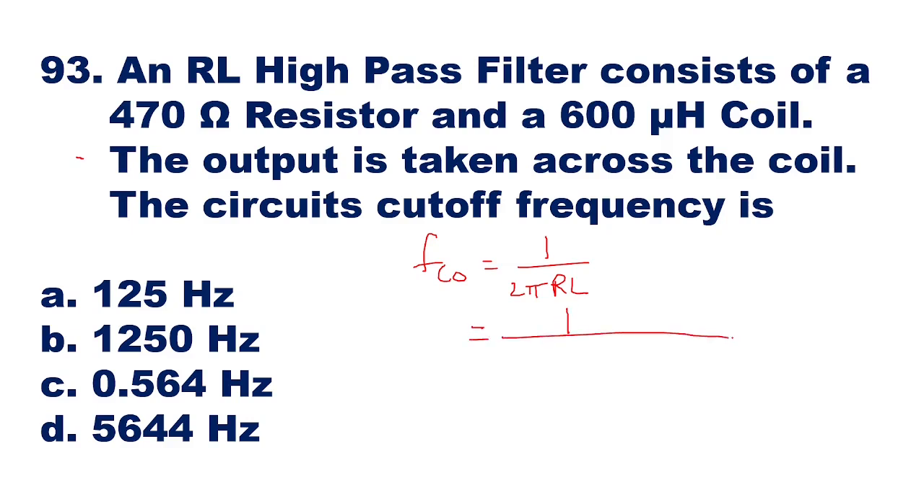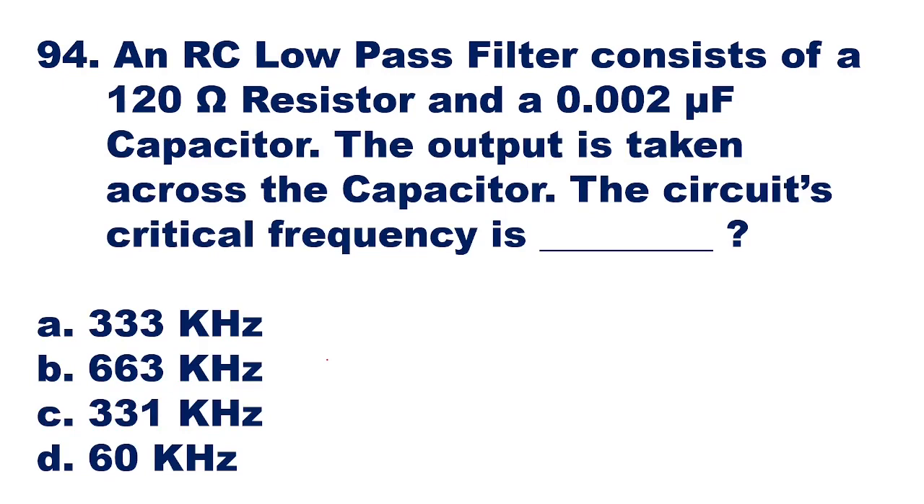So if you substitute the values, 1 upon 2 into 3.14 into R, which is 470 ohms, and L, which is 600 microhenries, so it is 600 into 10 to the power of minus 6. If you substitute all these values and simplify, you will get 0.564 Hertz. So here option C will be the right answer, that is 0.564 Hertz. So for this numerical example, option C is the right answer, that is the cutoff frequency is 0.564 Hertz. Then we'll go to the next question.